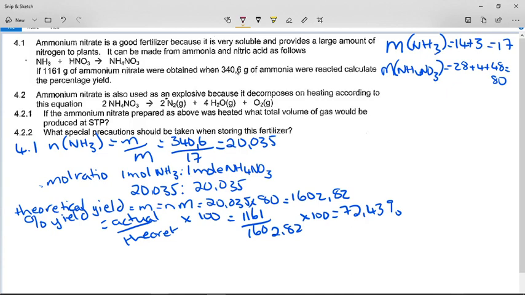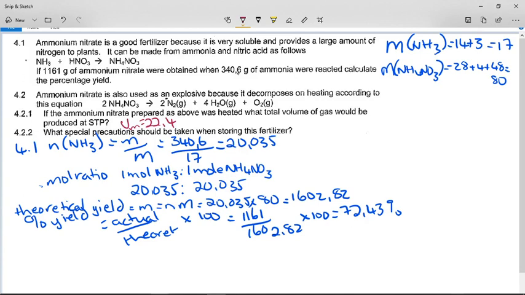And can you see they're coming out as a gas? Obviously because this reaction is strongly exothermic and produces a lot of heat, and some oxygen gas. So it says to you, if the ammonium nitrate prepared as above was heated, what total volume of gas would be produced at STP? So fairly obviously, if they want the volume of gas at STP, we're going to use n equals V over Vm, where Vm from the data sheet is going to be 22.4 cubic decimeters per mole.